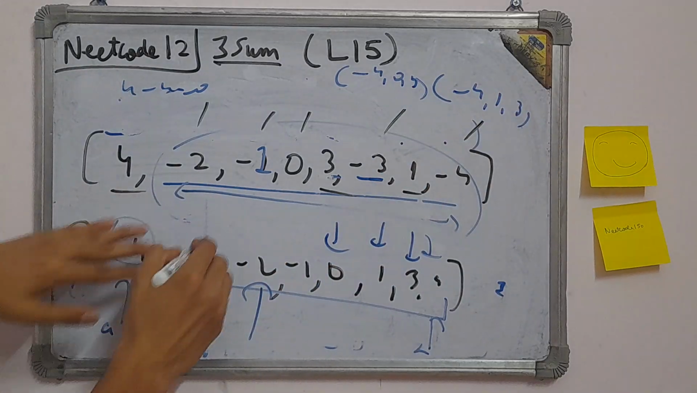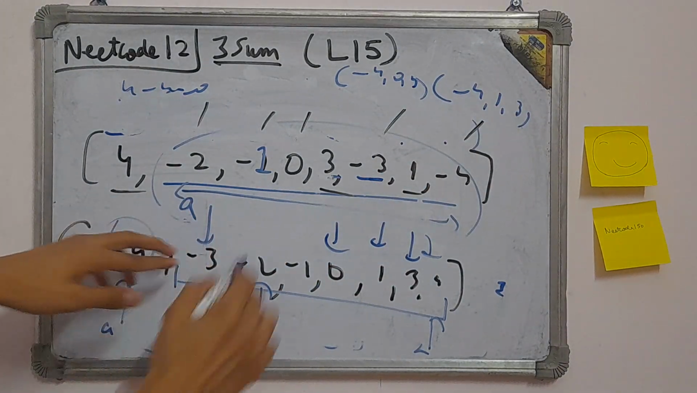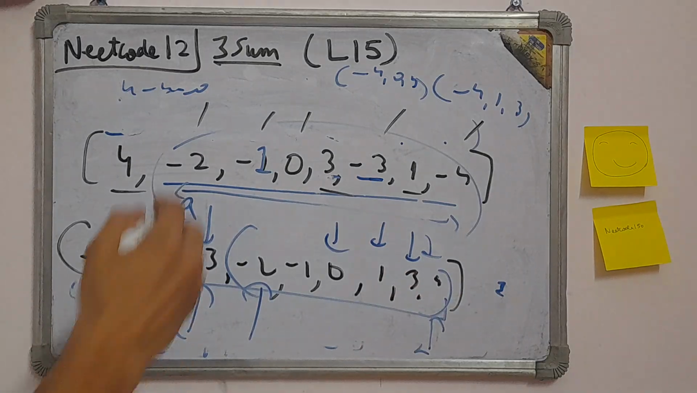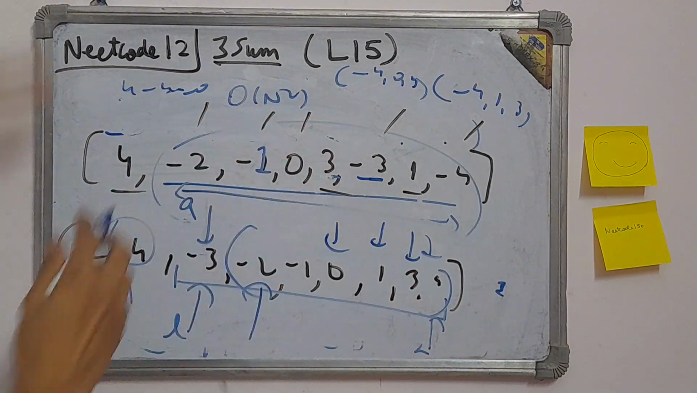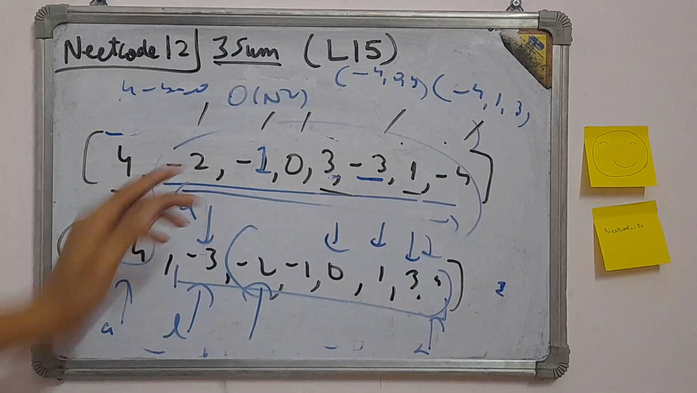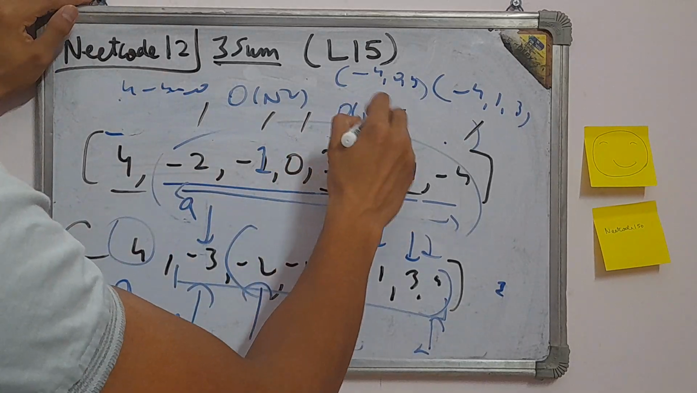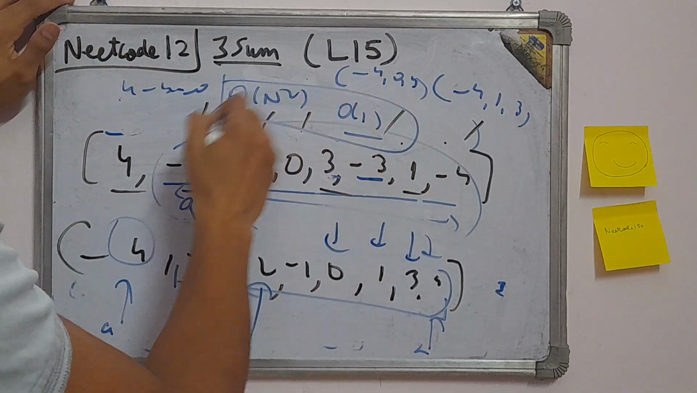This is done. Now in the next case, we will make A this one, and then we will do two sum here. So this will give us O(n^2): one O(n) for the outer loop and one O(n) for the two sum problem, and O(1) space, as we did not use any extra space. So this was the most optimal solution for this question.